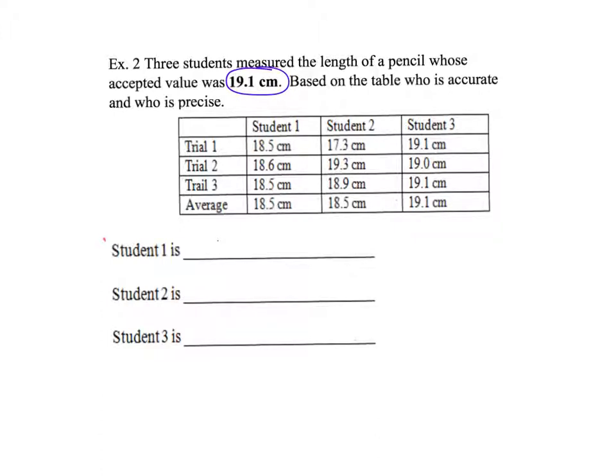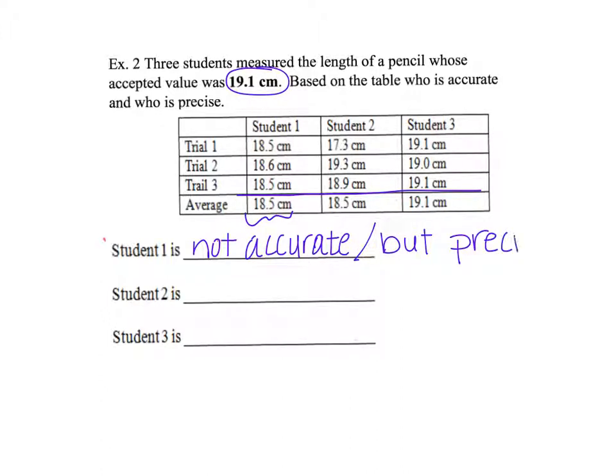So student 1 got all of these values, and this is what the average came out to be. Is that accurate? 18.5. Is that accurate? No, okay, so not accurate, because your average should come out to be what it's supposed to be. Not accurate, but precise. Do you guys agree with my decision to say precise? Yeah, because they're all around the same value, so they stayed pretty consistent.